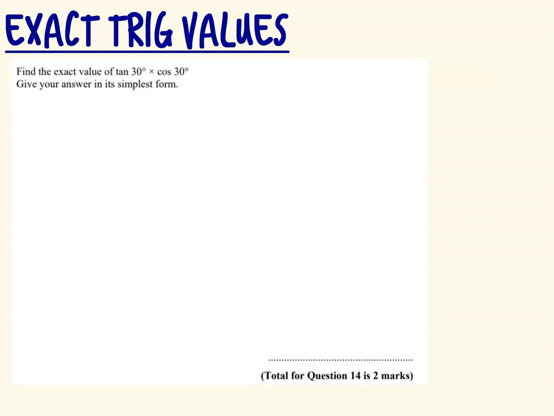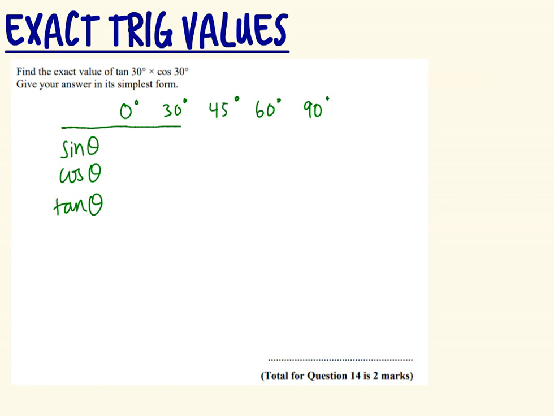One of the best ways to do that is just to generate those values, unless you have already memorised the table of all of those exact trig values. So I'm just going to run over that quickly with you here. You've got sine, you've got cos, you've got tan. We're going to have to know all of those for 0 degrees, 30 degrees, 45 degrees, 60 degrees, and 90 degrees.